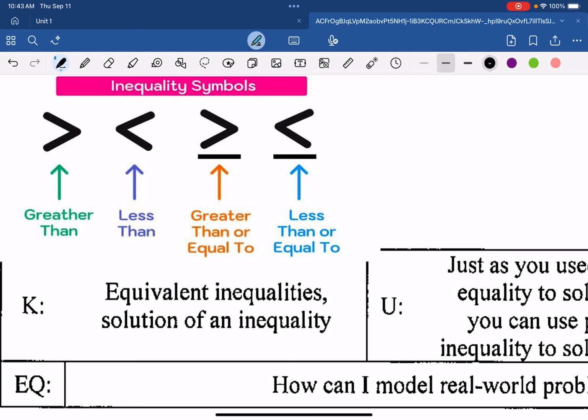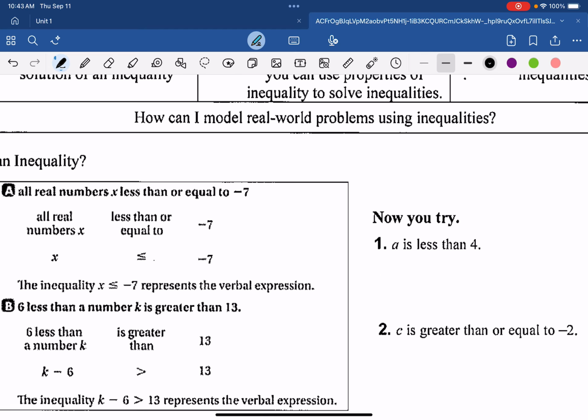That's easy to remember because, think about it, it's really just an equal sign. We just swapped out the top line of the equal sign for one of our inequality symbols. All right, so let's just try writing it here.